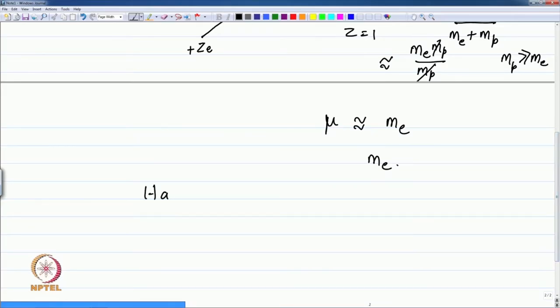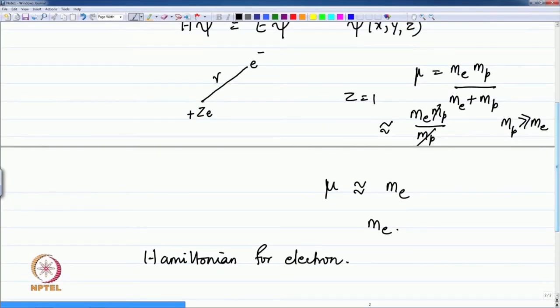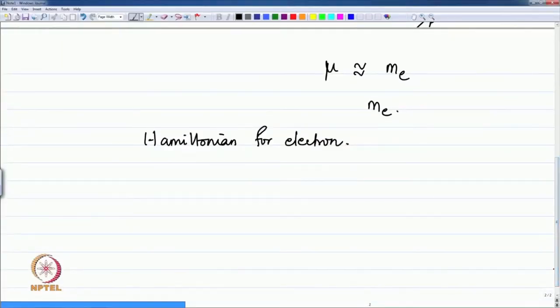Therefore, we need the Hamiltonian for the electron. So let's assume that the nucleus is stationary, and does not contribute to the overall kinetic energy of the atom. That's already there in the center of mass, which is not considered here. Therefore, if you write the kinetic energy and the potential energy operator for the hydrogen atom, in terms of the operators, it will be p squared by 2 me minus Z e squared by 4 pi epsilon naught r, which is the classical Coulombic energy of interaction between the positive and the negative charge.